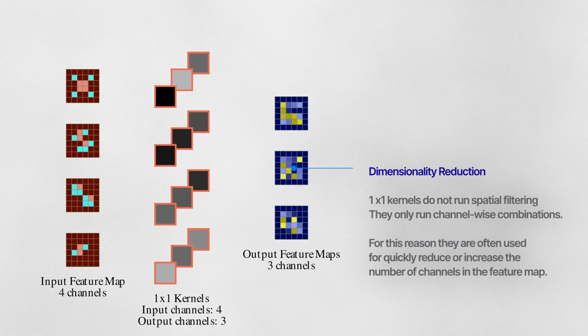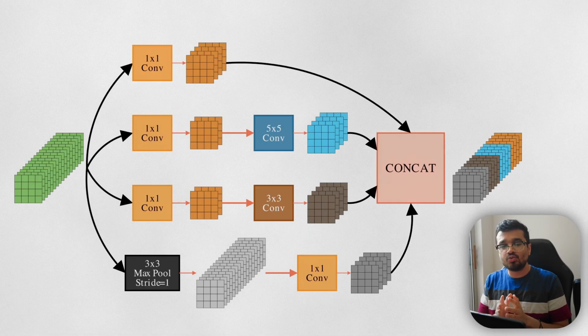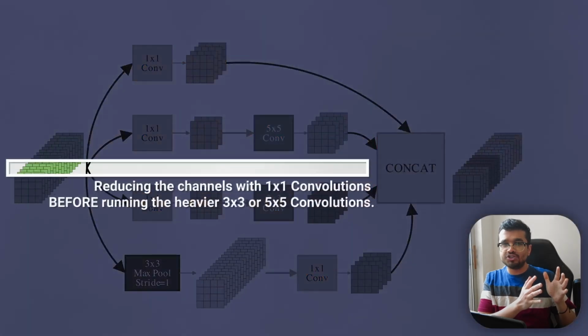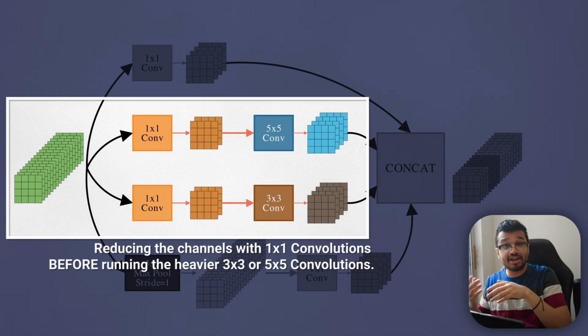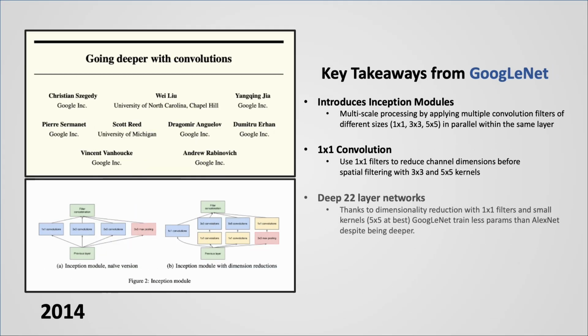the number of channels before they run spatial filtering with the 3x3 and 5x5 convolution layers. This helps to cut down on the number of trainable weights in the network even more. And this network pattern will come up a lot in CNN research. Use 1x1 convolution to quickly decrease the number of channels from a high number to a lower number. Then use spatial filtering with 3x3 and 5x5 kernels, and then use another 1x1 convolution layer to expand the number of channels back. And here are some highlights from the GoogLeNet paper.